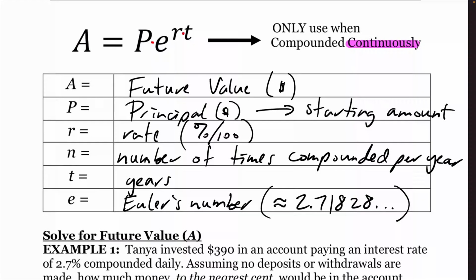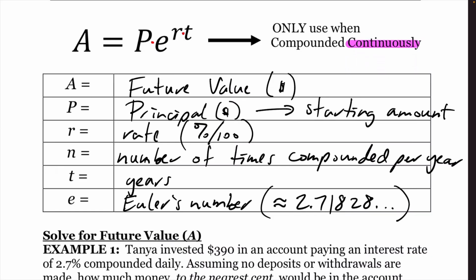Okay? And then you're going to see a lot of different letters. P, A, P, R, N, T, E. Okay? They all mean something. It's on the board. I put it on the board, but it's also on your notes. What do all of those letters mean? A, they both have A. Each formula has an A. What does A mean? Future value. How much money am I going to have in the future?